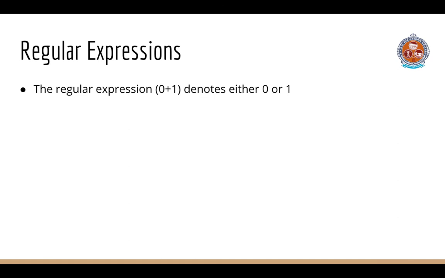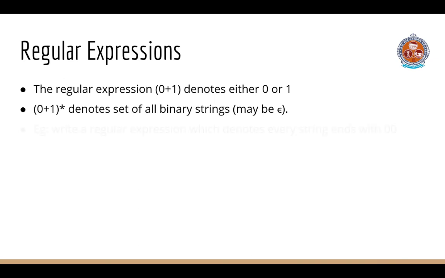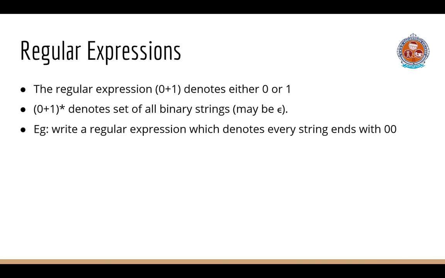The regular expression 0 plus 1 will denote either 0 or 1. In the same way, 0 plus 1 whole star denotes the set of all binary strings. It may be epsilon also. Example, write a regular expression which denotes every string ending with double zero. Means the ending of the string should be double zero. So simply you can write it as 0 plus 1 whole star followed by double zero. So the 0 plus 1 whole star means nothing but set of all binary strings. So after that we are concatenating the set of all binary strings with double zero. Means at the ending we will get the double zero.